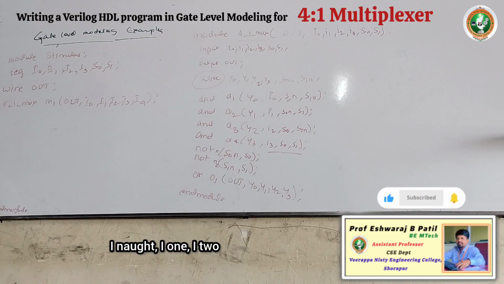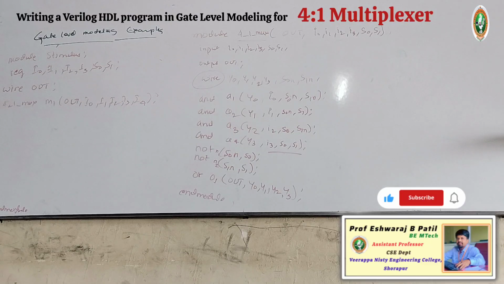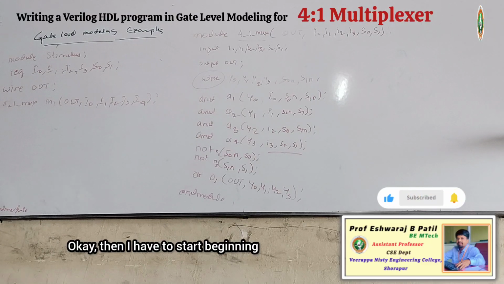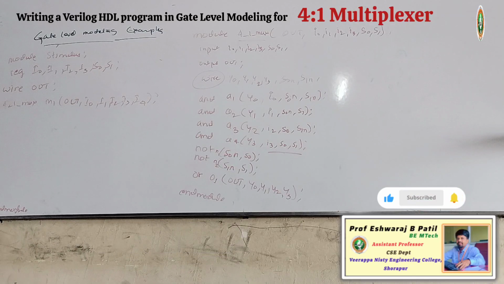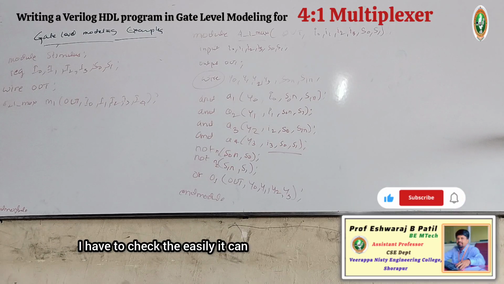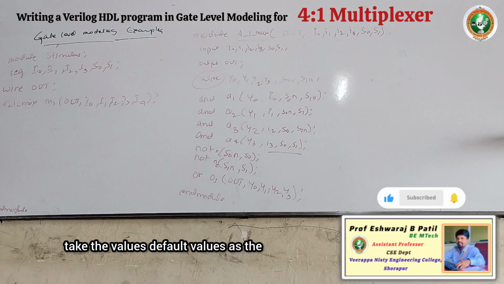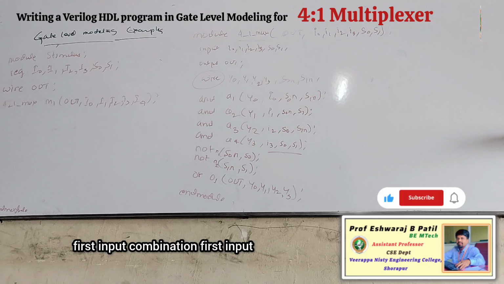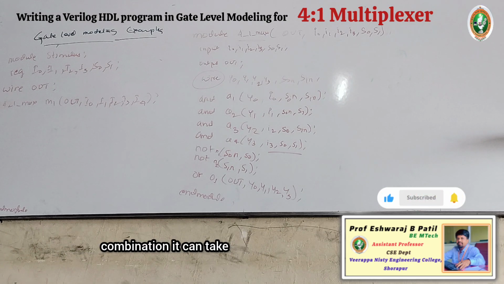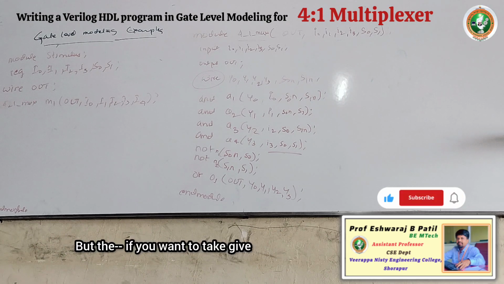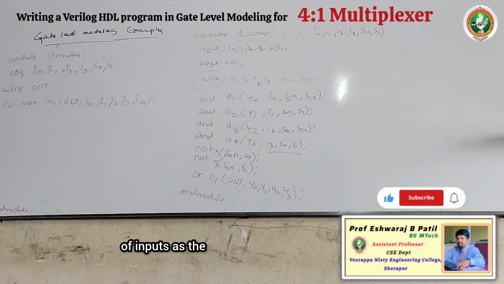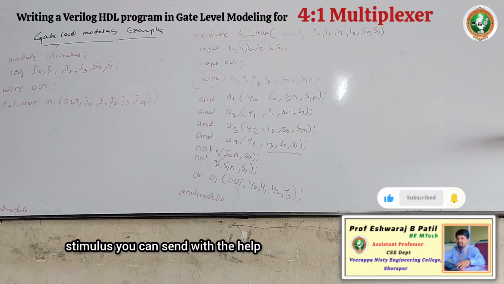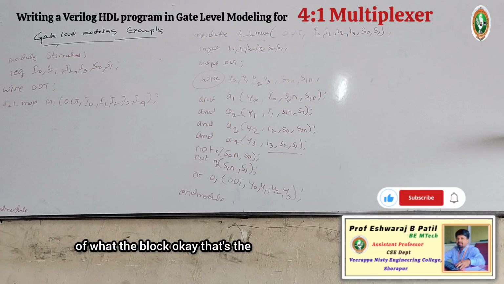I0, I1, I2, I3 and I4. Okay, then I have to begin giving the input combinations now. It can easily take the default values as the first input combination. But if you want to give a set of inputs as the stimulus, you can send them with the help of a block, okay, that's the block name.